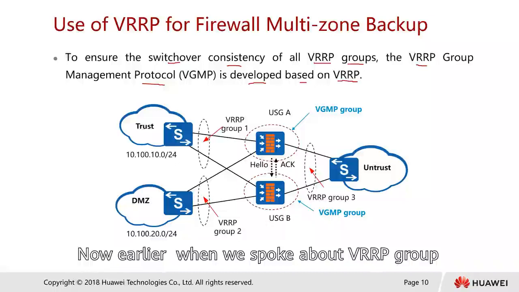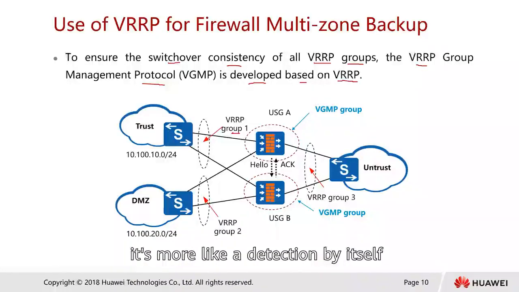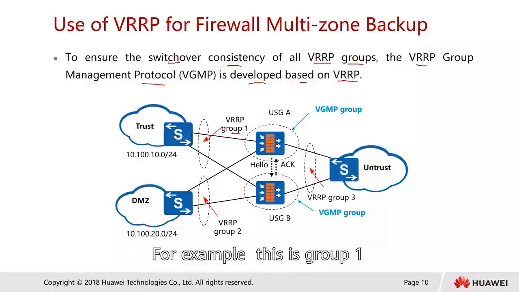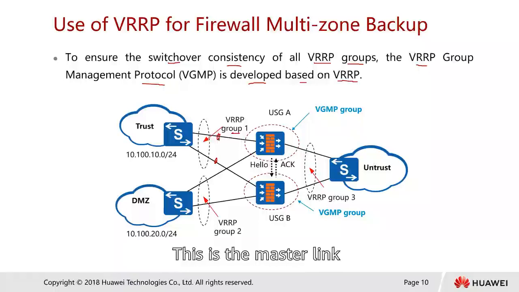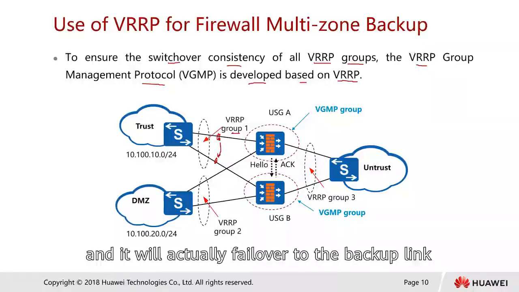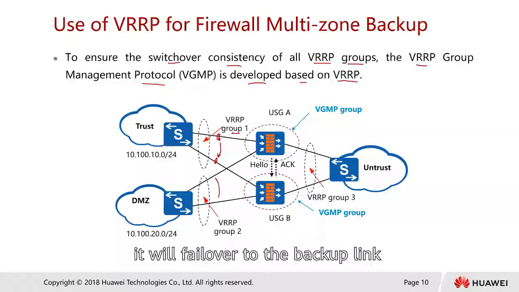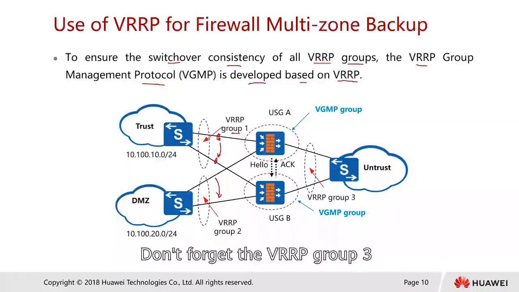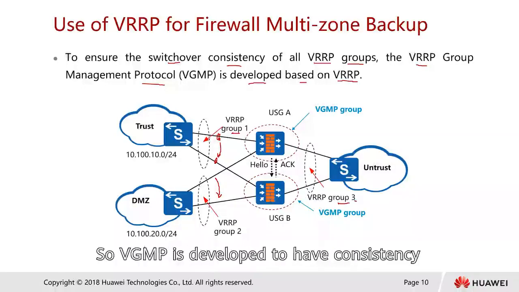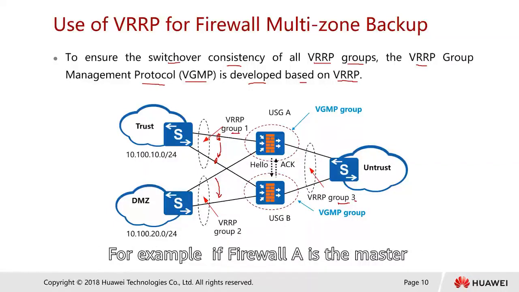Now earlier when we spoke about the VRRP groups, it was more like a detection by themselves. For example, this is group one. They will detect between this point and this point, these two interfaces. This is the master link, and they will fail over to the backup link. Or maybe this is a master link, they will fail over to the backup link. Now this is an individual status detection, right? Or maybe same as this one. Don't forget about VRRP group 3. So VGMP is developed to have consistency.